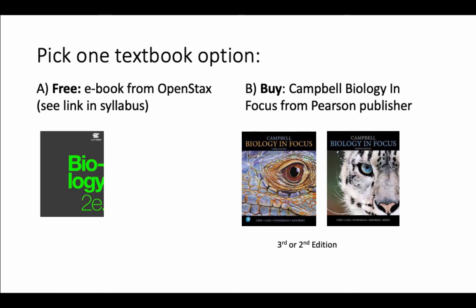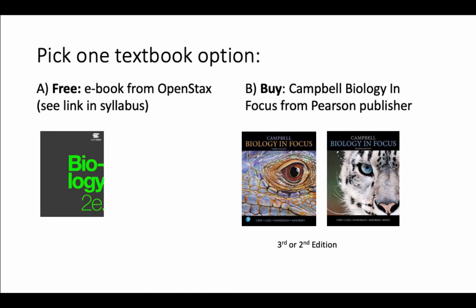You can buy it used online for a lower price. These two books have the same information. The main difference is that the book from OpenStax, the free ebook, is very brief. It's very summarized. It has all the information, but it doesn't add any more context. While the Campbell Biology in Focus provides more examples, it has a better narrative.